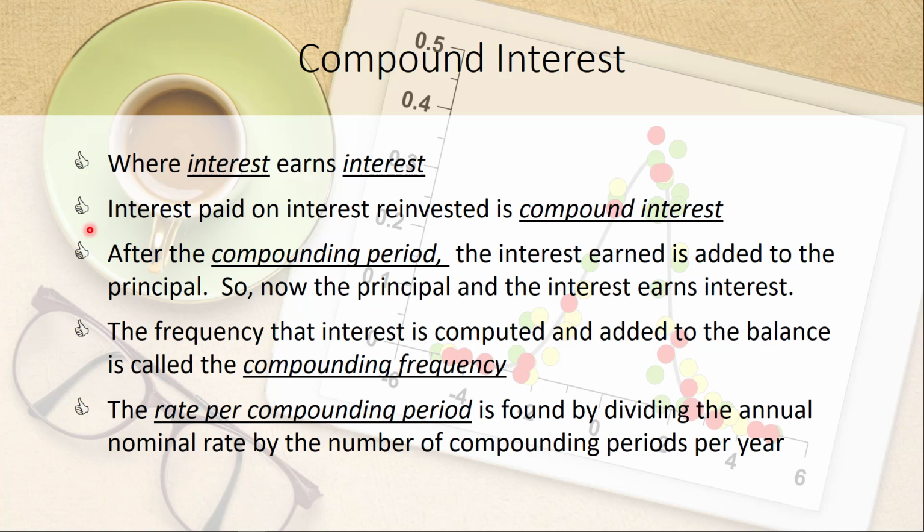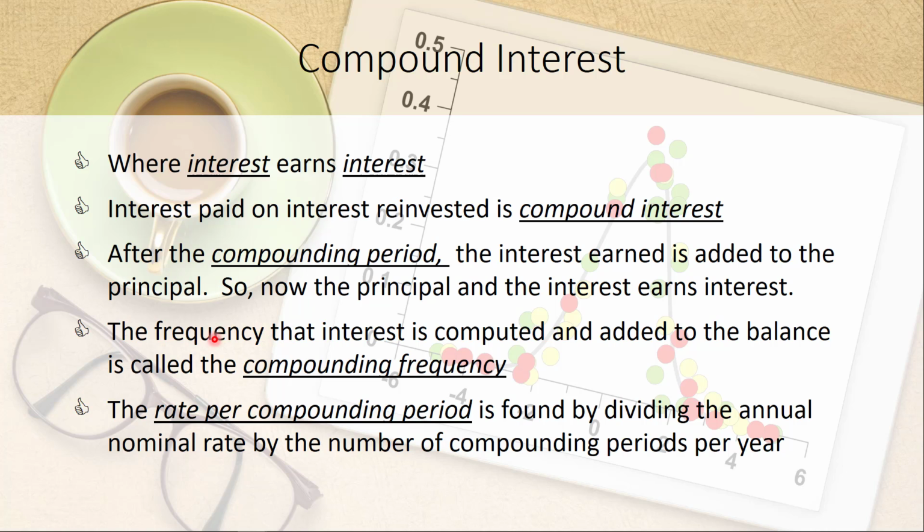Compound interest is an account where not just the principal earns interest, but the interest that you earned after a period of time, called the compounding period, will also begin to earn interest. So we say that it's where interest earns interest, which, yes, is interesting. So how does this work? Well, interest that is paid is reinvested, and this is called compound interest. After a certain compounding period, the interest earned is added to the principal. So the principal and the interest earns interest.